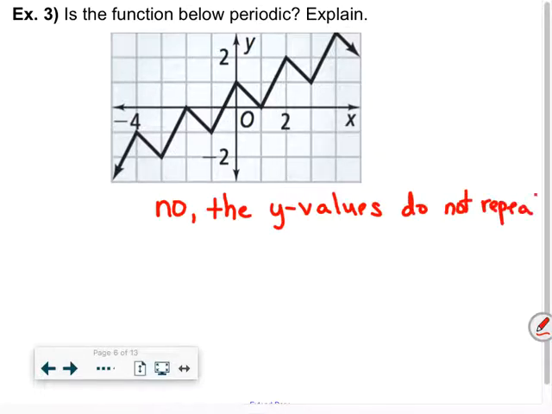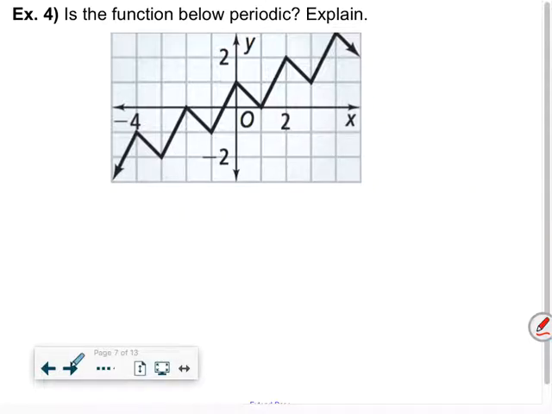There is definitely a pattern, but all the y values have to go up to the same height, to the maximum, and to the minimum values. So that's a no. All right, example 4, this looks actually like the exact same, doesn't it? So it's a no.